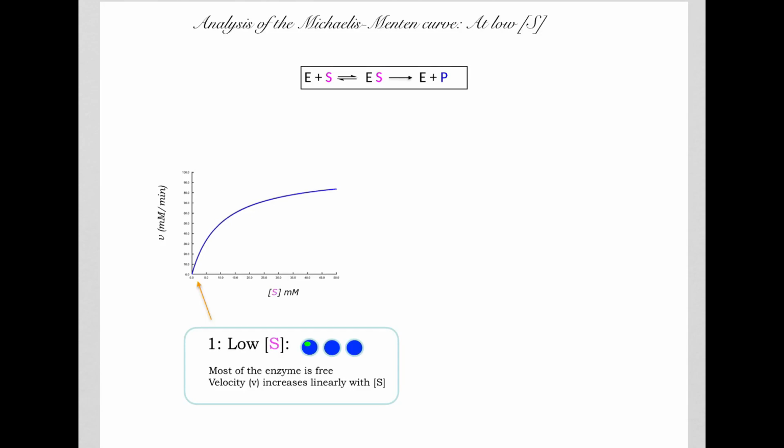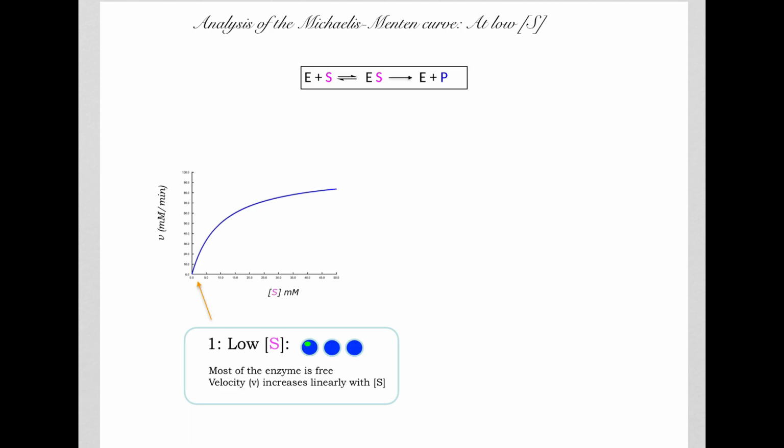So let's analyze the Michaelis-Menten curve. Keep in mind the way enzymes work. The enzyme basically binds the substrate. You get an enzyme-substrate complex formed. The substrate is converted to the product. The enzyme is free, and the enzyme can go back and catalyze another reaction. So let's look at this Michaelis-Menten curve a little bit more closely.